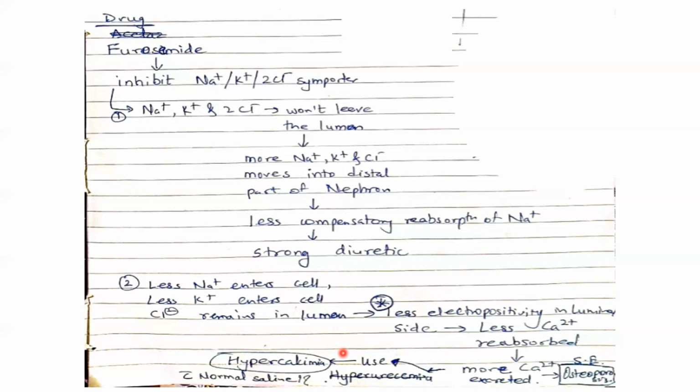But this has to be coupled with normal saline. Why? Because not only will calcium excretion increase, but all other electrolytes and water can be lost to a very high extent. Remember, it is a strong diuretic. The patient will suffer from dehydration. It should not happen. So when you are giving the patient furosemide to excrete more and more calcium, you need to give normal saline to maintain the fluid and electrolyte balance of the body.